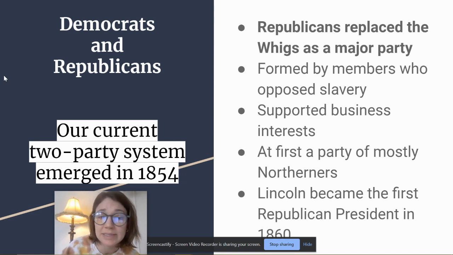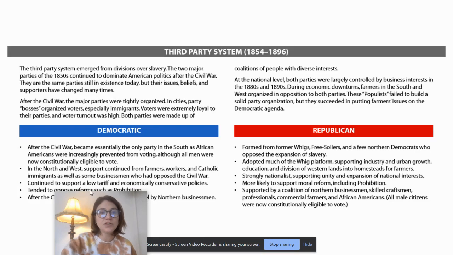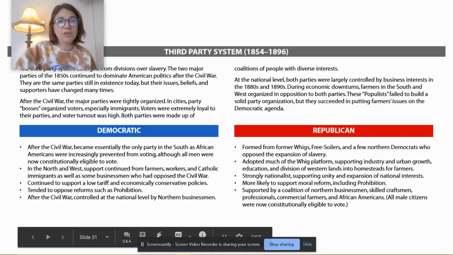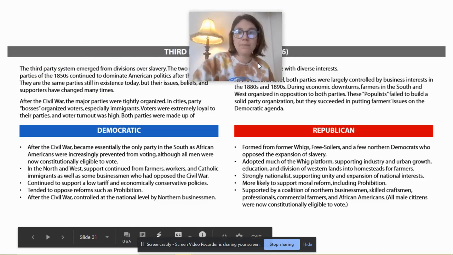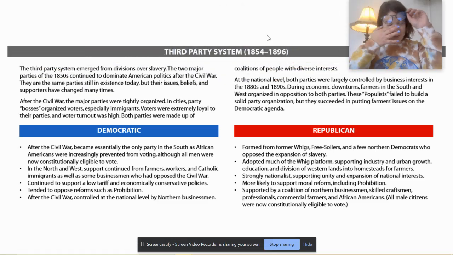Republicans also supported business interests at the time. Mostly the party was people in the North, and Lincoln became our first Republican president in 1860. So this is our third party system, which I want to talk about. The third party system was from 1854 to 1896.